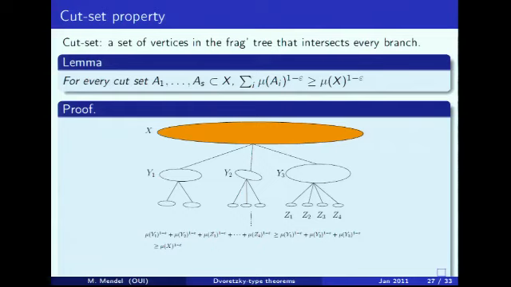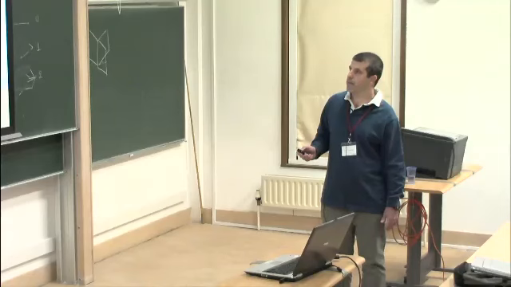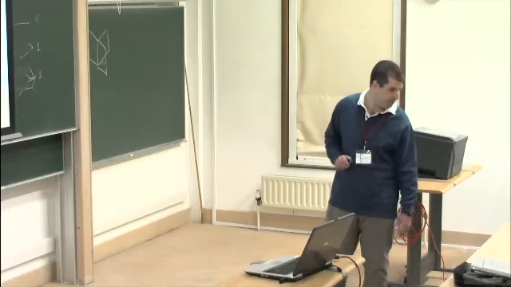Using the cut set property, we can actually finish the proof of the lemma. So let's fix the notation. We have this compact metric space X. We found the subset, the branches of the tree, which gamma-embeds in ultrametrics. I call the ultrametric rho. So rho is at least delta, but is at most gamma times d.